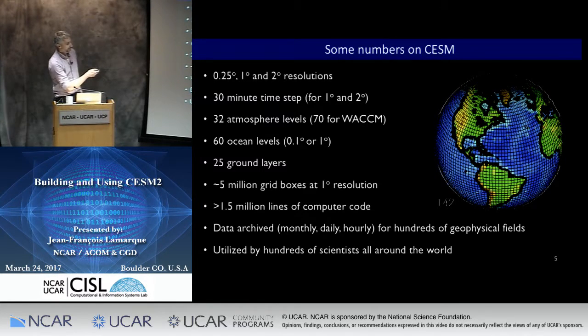So all the laws of physics that we can think of, and chemistry whenever it's needed, are solved every 30 minutes. We go from the surface to about 40 kilometers in our standard version with 32 levels. And then there is the whole atmosphere version, which goes up to 150 kilometers, and that has 70 levels. The ocean tends to be run at 1 degree, same as the atmosphere, or 1/10 of a degree. And those are the standard configurations for the present ocean model.